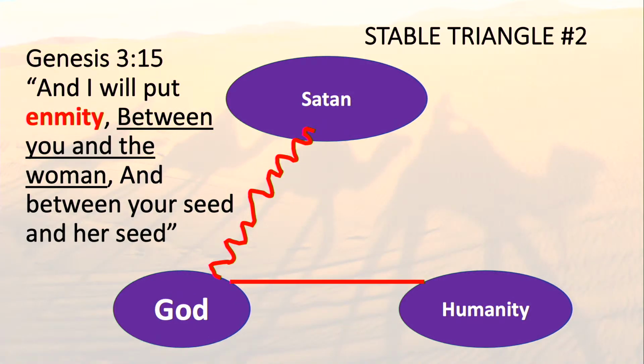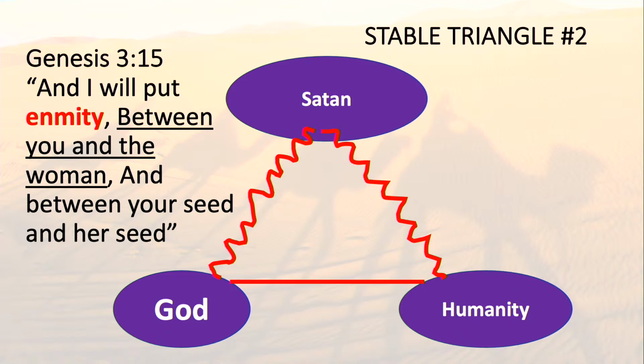Genesis 3:15, and I will put enmity between you and the woman, between her seed and your seed. So God is saying, we know there's conflict here. That's not going to change. As God created humanity, it was like this. And he's saying, I'm going to put enmity between you and the woman. He's saying, basically, I'm going to create a stable triangle that is resistant to change. Doesn't mean it can't change. In fact, people in the triangle might want it to change, right?